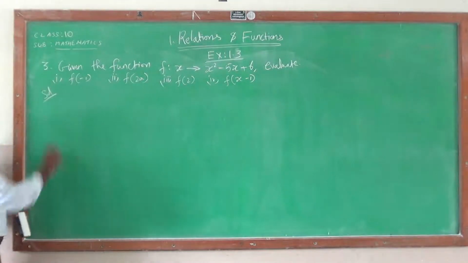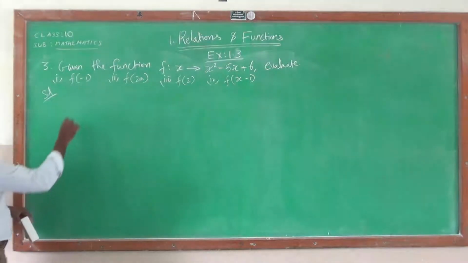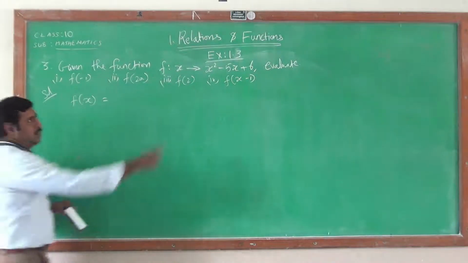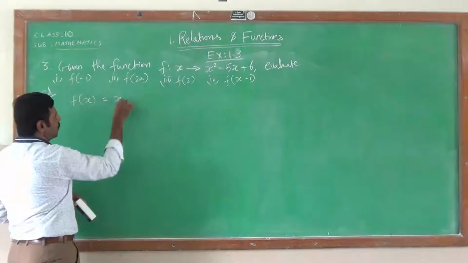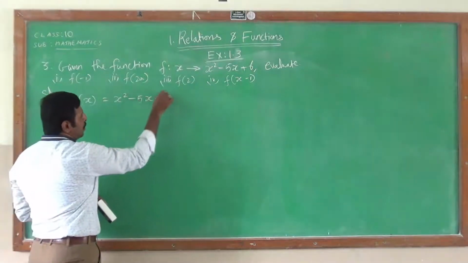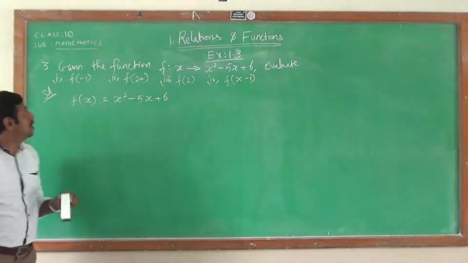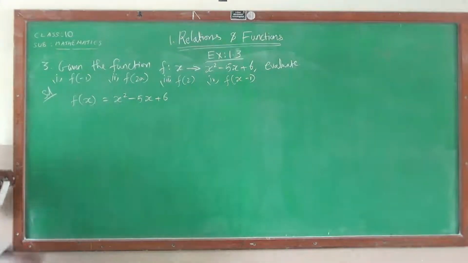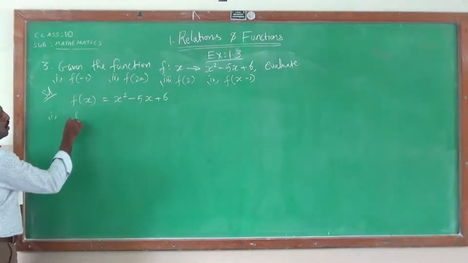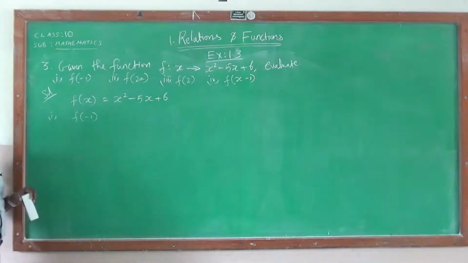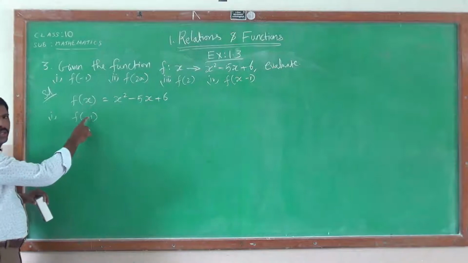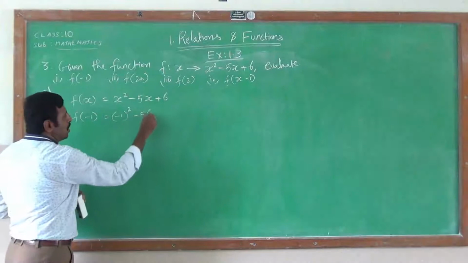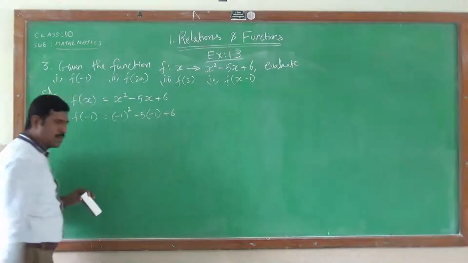Solution. First, the given function is f of x. We take that as the given function. The function is x square minus 5x plus 6. Now we want to find the function of minus 1. For the first Roman number, f of minus 1, in the place of x, I am going to apply the value minus 1. So (minus 1) whole square minus 5 into minus 1 plus 6.